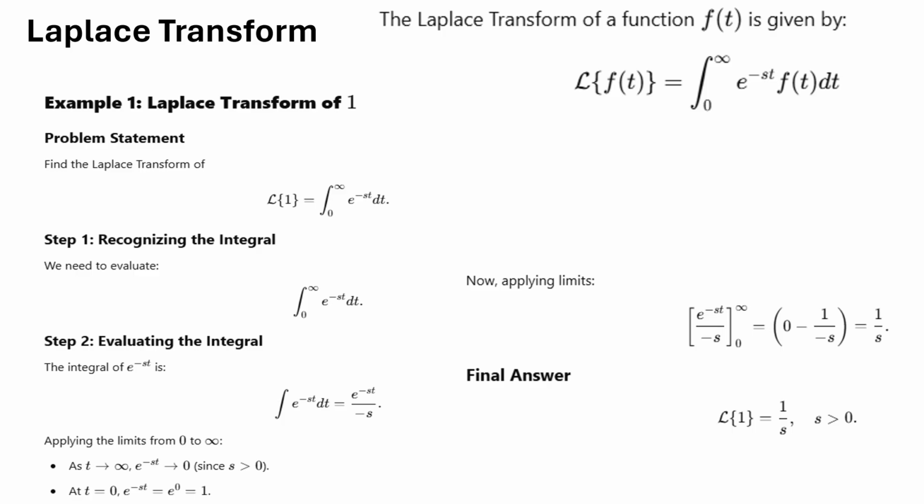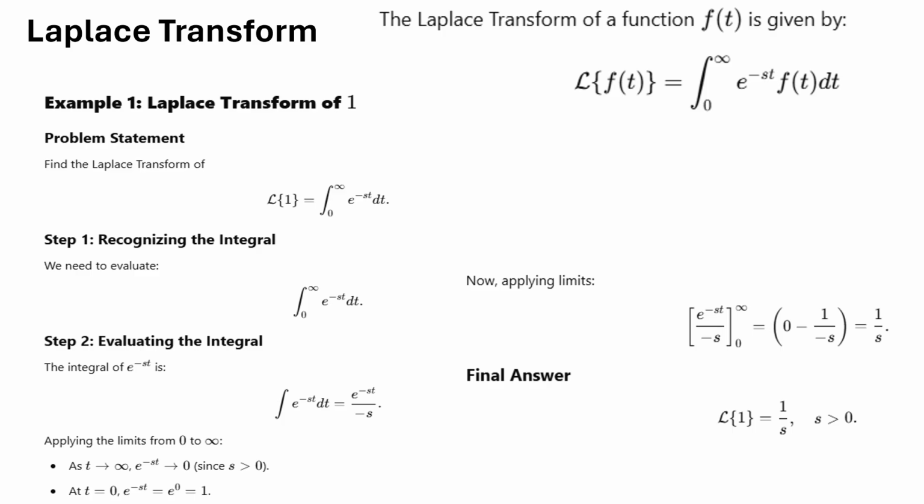As an example, let's consider the Laplace transform of 1, that is, f of t is equal to 1. Now just replace f of t with 1. So the Laplace transform will be equal to the integral from 0 to infinity of e to the power minus st into 1 into dt. Now, the integration of the exponential is e to the power minus st divided by minus s, and now just put in the limits from 0 to infinity.